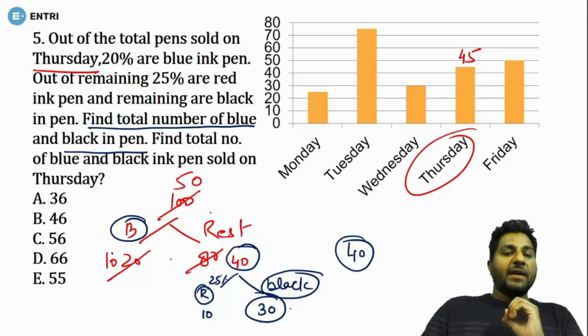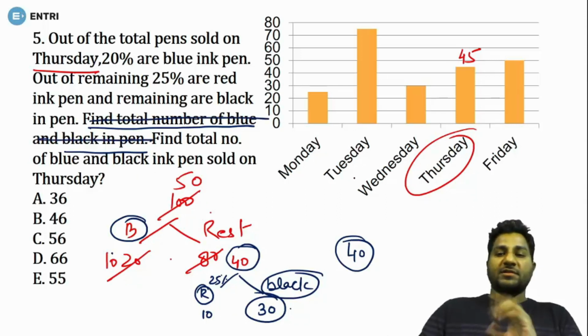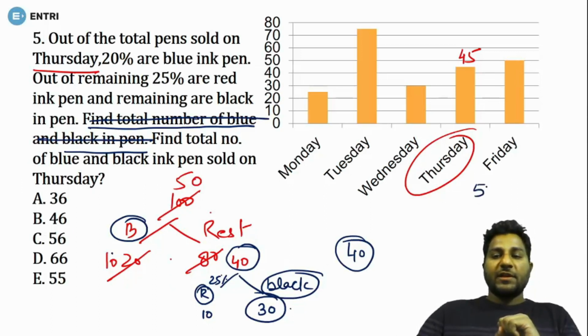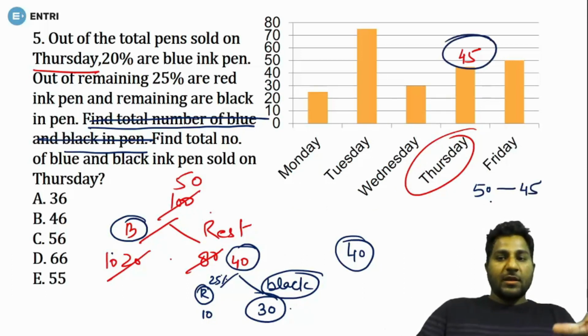Okay, find total number of blue and black pen sold on Thursday. Okay, so this statement is not complete. Sold on Thursday, yes. And we know that this 50 ratio equals to 45 pens. Okay, just look at this.